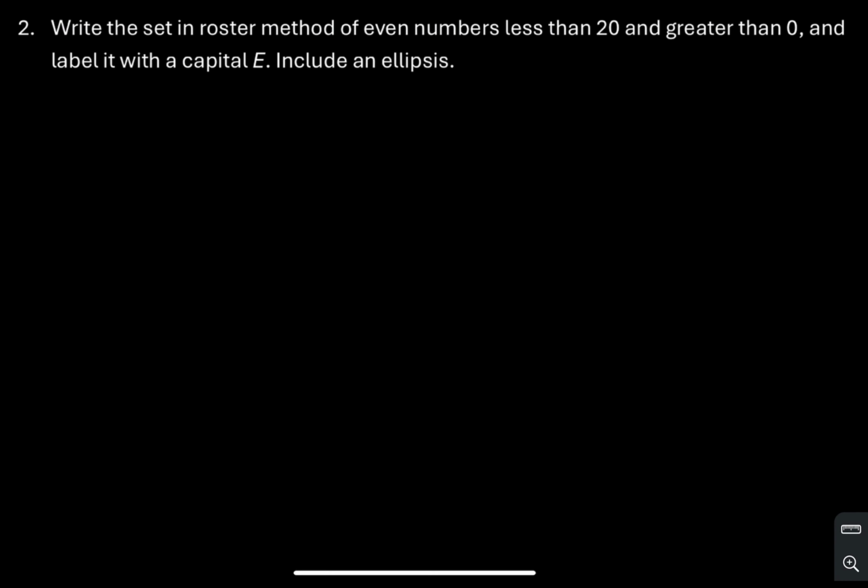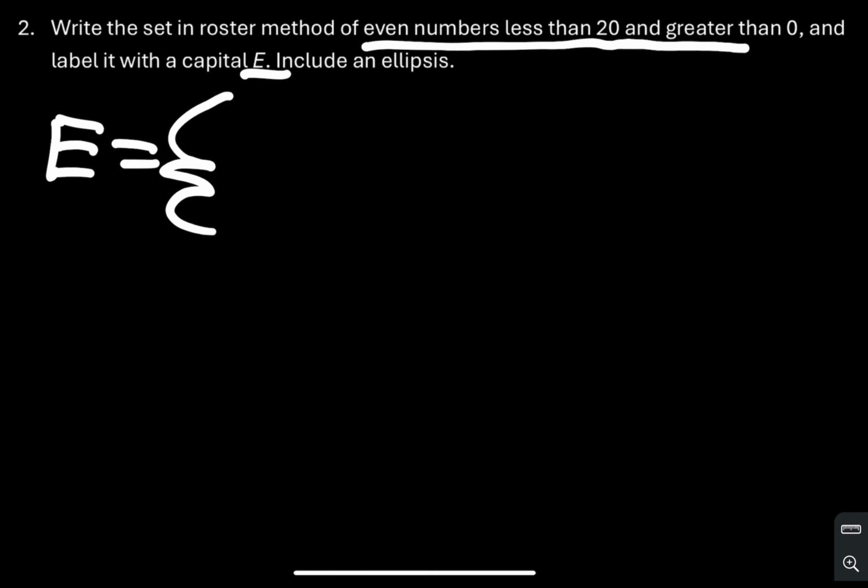So for the second problem, it says write the set in roster method of even numbers less than 20 and greater than 0 and label it with a capital E. Include an ellipsis. So our set name is going to be set E, and it's going to contain even numbers less than 20 and greater than 0. So it's going to be in between 0 and 20, but we're not going to include 0 and 20 because we have no equal to part of the set. So our first number is going to be 1 and our last number is going to be 19. So we need to determine if those numbers are even.